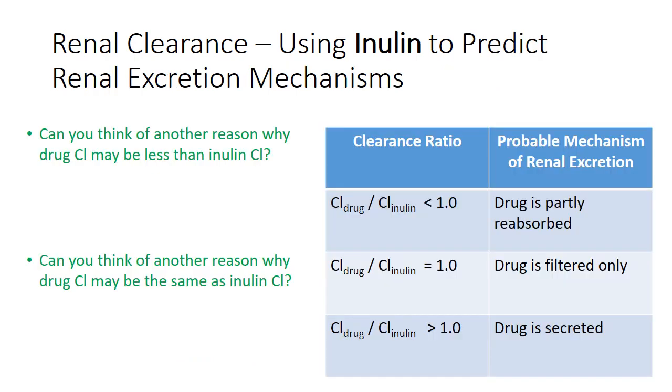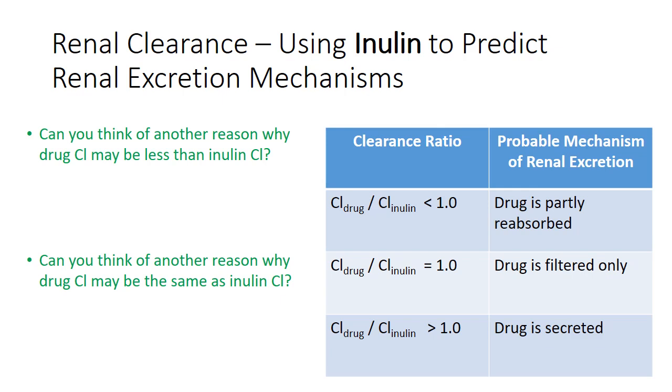So if we measured inulin clearance, let's go right to the table here. If the clearance of the drug divided by the clearance of the inulin is less than 1, that means the drug is partly reabsorbed. That means inulin clearance is greater than drug clearance. And the reason why we know this is true, that the drug is partly reabsorbed, is because inulin is not transported at all. It's not secreted. It is not reabsorbed. It is only filtered, and that's its only means of elimination, right?